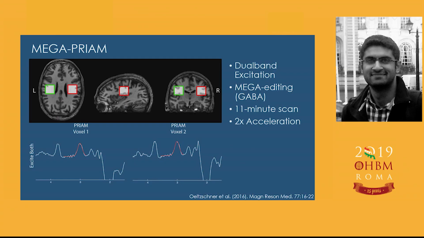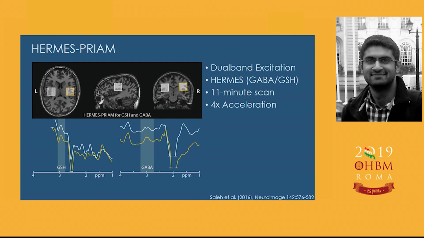And then, working with MEGA-PRIME, we acquired this data in subjects in 2 different regions, and you can see that you can get GABA-edited spectra simultaneously in 11 minutes in 2 different regions. That allows a factor of 2 acceleration relative to the conventional MEGA-PRESS sequence. You can do this using HERMES-PRIME as well. You get 2 edited spectra from every voxel, so that's about a factor of 4 acceleration. And this sequence can be very beneficial in studies such as tumor, where you can use one region as a control for the other.